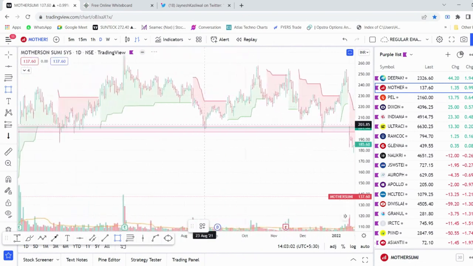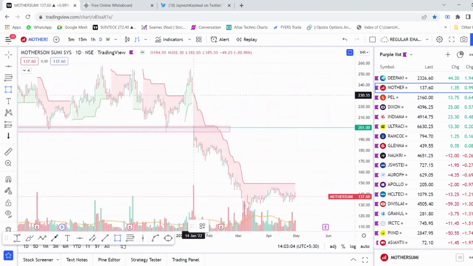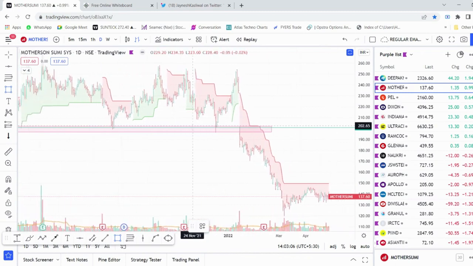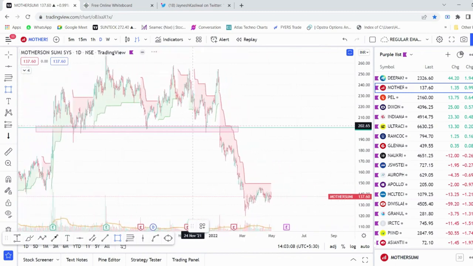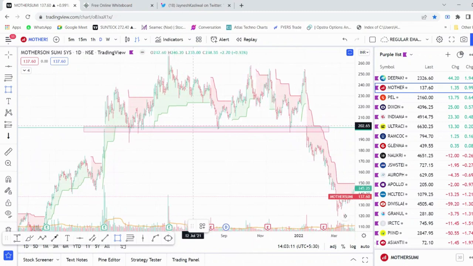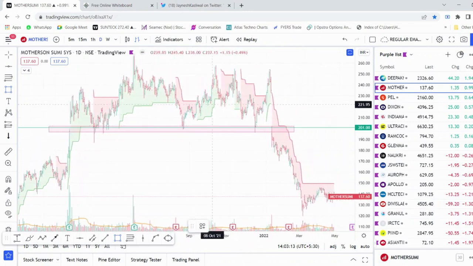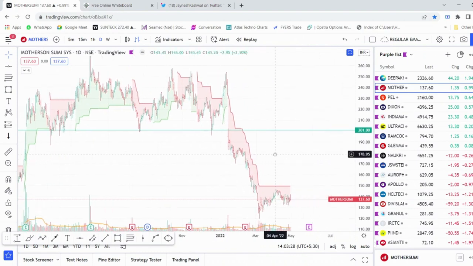For example, Motherson Sumi gave a sell signal at this area, and the stock had also broken down. So I hope you understand that you will only use super trend in a sideways zone when a breakout or a breakdown has occurred, right? In this scenario, as you can see, the super trend had given us multiple signals. Now, we will enter into this stock only after a clear cut trend has emerged. So now let us check the second.